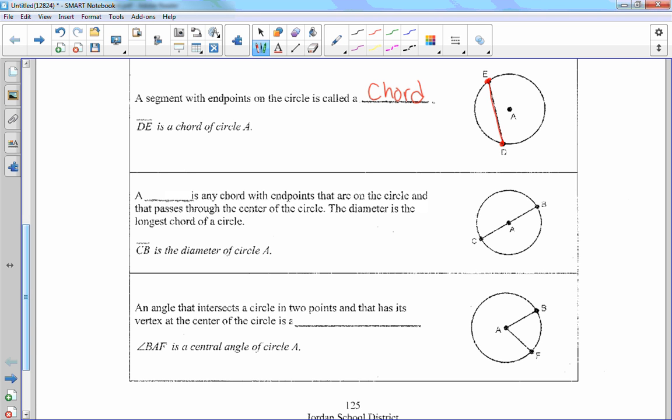Now there's one special chord that goes through the middle, or the center point A. What's that called? Diameter. So you already know that word. Maybe chord, if you're not, hopefully you remember it now.